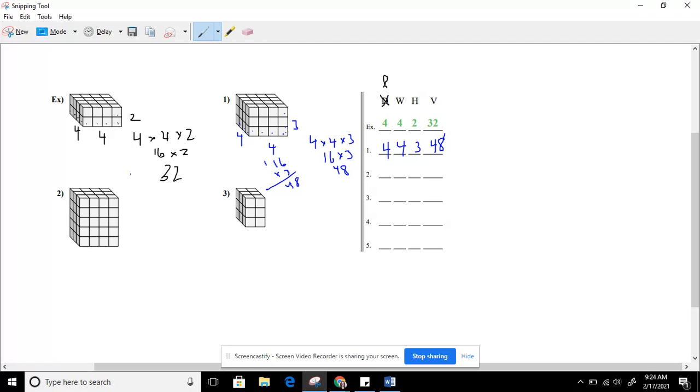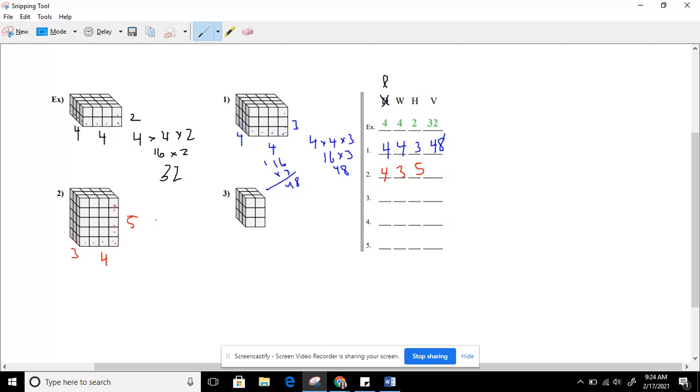Okay, let's do another one together. Okay, so number 2, we've got our length, 1, 2, 3, 4. Our width, 1, 2, 3. And our height, 1, 2, 3, 1, 2, 3, 4, 5. Okay, and you're going to fill those out. Might be better to fill them out as you go so you don't get confused. We had our length is 4, our width is 3, our height is 5. Oh, that is not a good 5. Let's try that again.